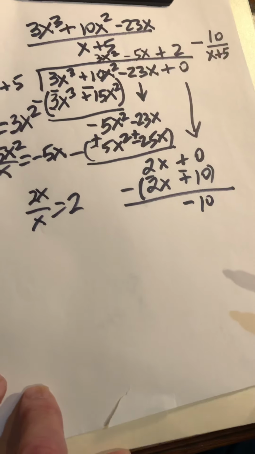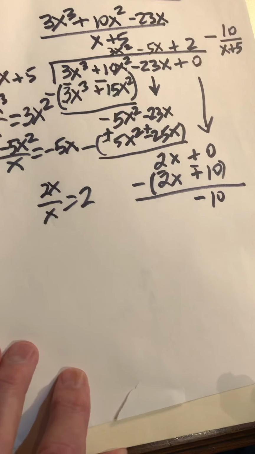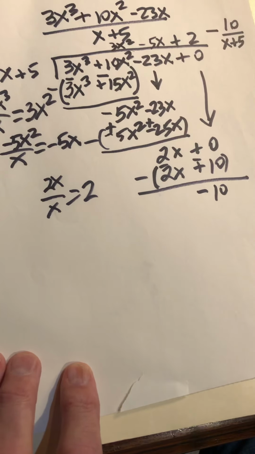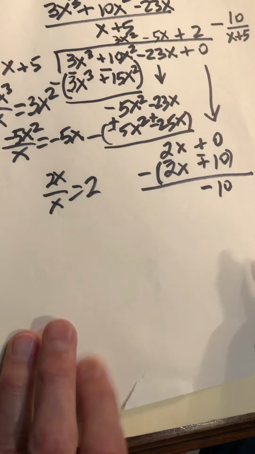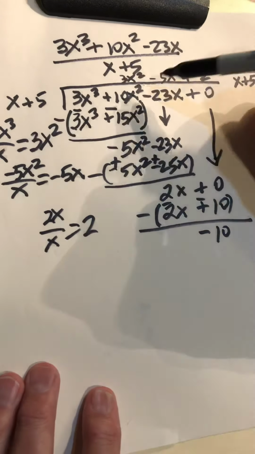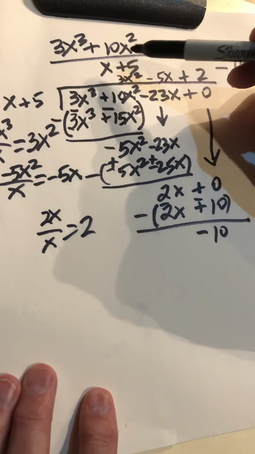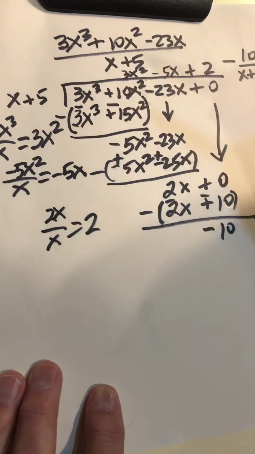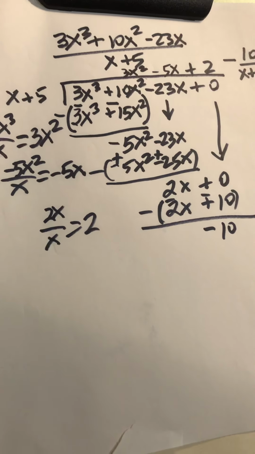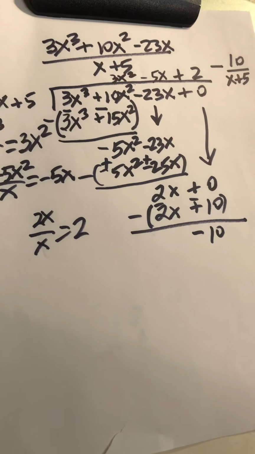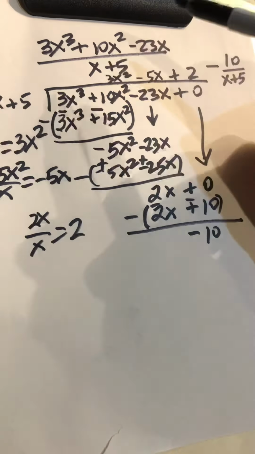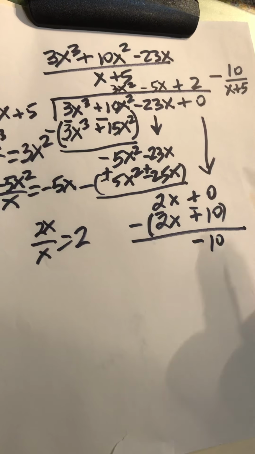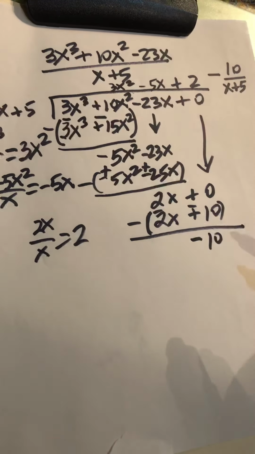Now, let's look at how we could do that same problem with synthetic division. With synthetic division, the first rule is you can only use it when your original divisor is x plus a number or x minus a number. And in this case it is just x plus 5. If it's x squared, you can't use synthetic. If it's 5x, you can't use synthetic unless you divide everything by 5 before you proceed. But since this one is x plus 5, it works.